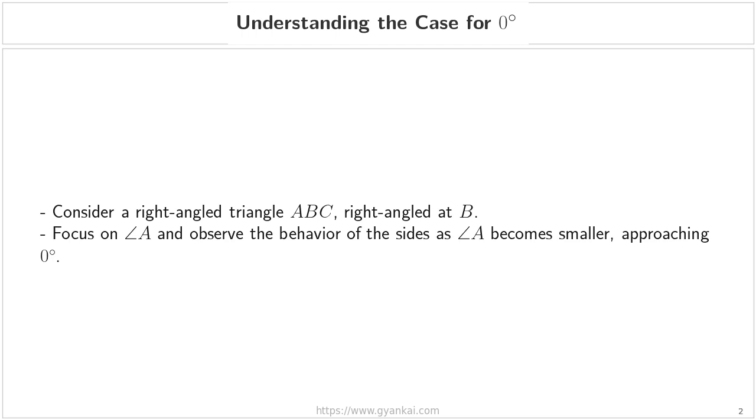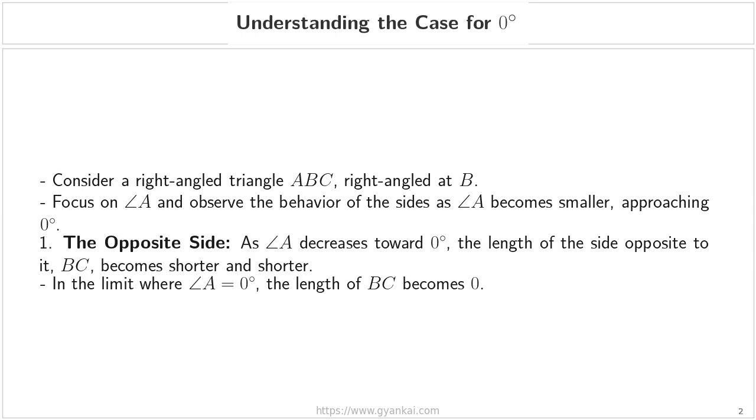Understanding the case for 0°. Let's start by visualizing a standard right-angled triangle, which we'll call triangle ABC, with the right angle located at vertex B. For this analysis, I want you to focus your attention on angle A. Imagine that we are slowly shrinking this angle A, making it smaller and smaller as it approaches 0 degrees.